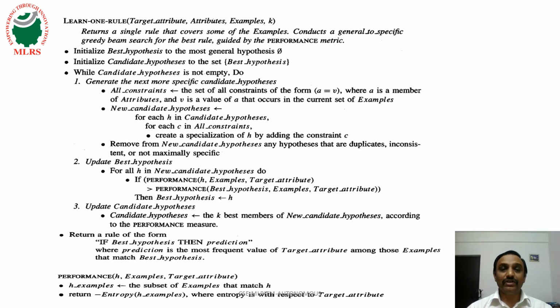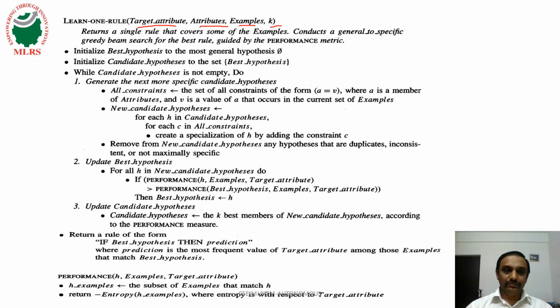In sequential covering algorithm, first step is we have to learn one rule. So how to learn one rule? We have to take inputs. What are the inputs we have to take? All positive and negative examples. Okay, so that is first we are taking as examples as input. Then we have to consider the target attribute, attributes, examples, and k.